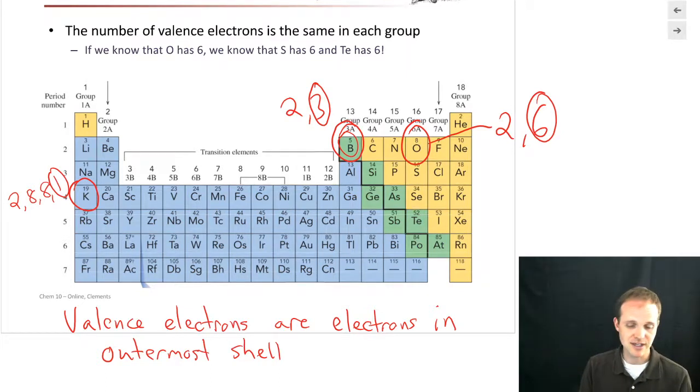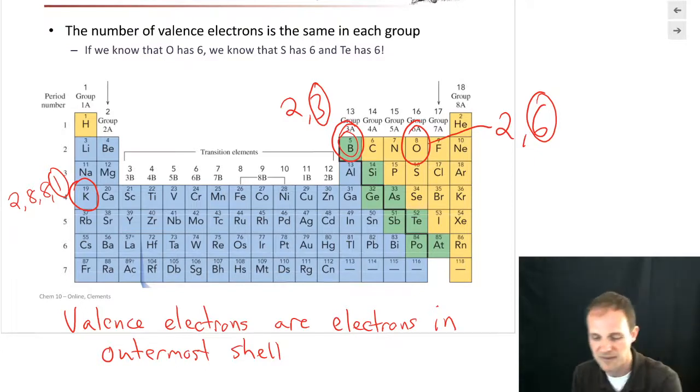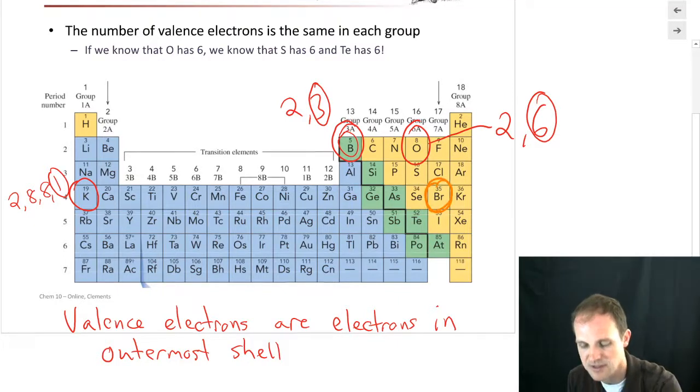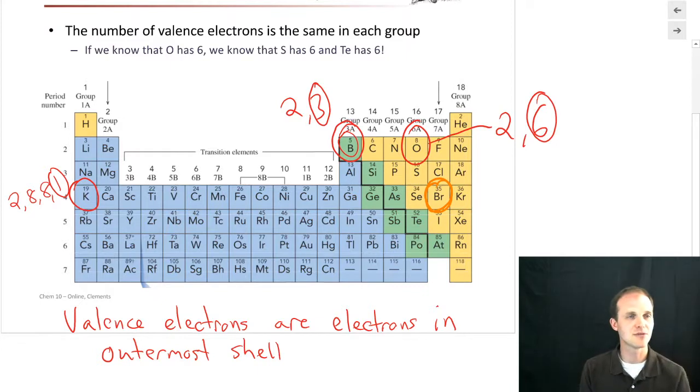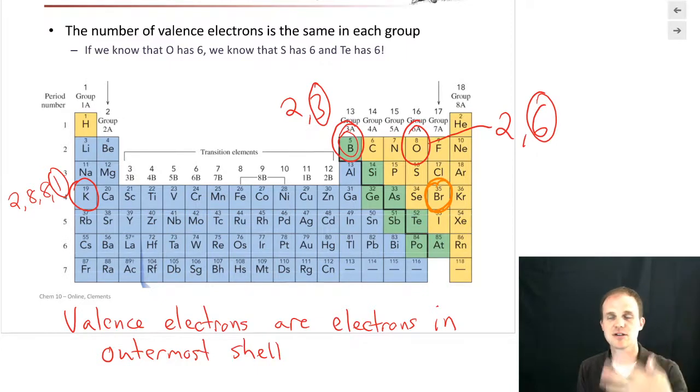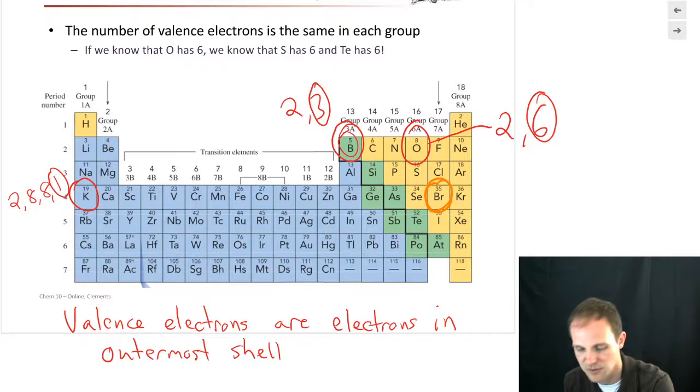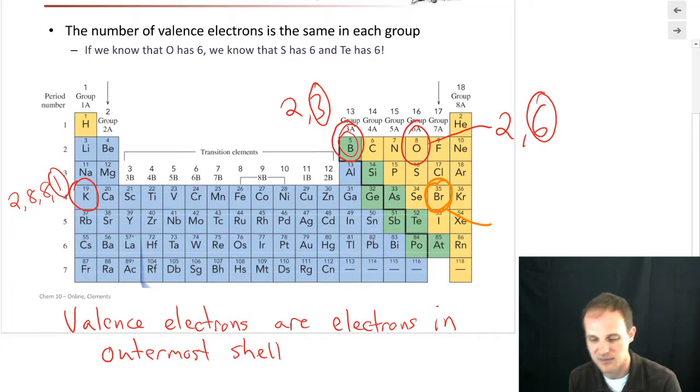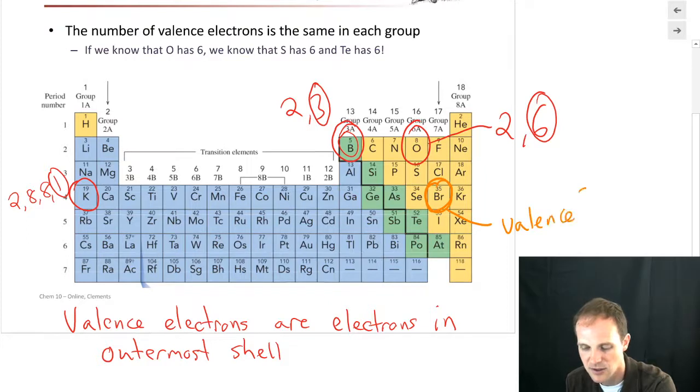Now, it gets a little trickier because we said our simplified configurations only go up to calcium. What happens if we want to know how many valence electrons are in bromine? What are we going to do then? Well, it turns out everybody in the same group, if you remember, the groups on the periodic table were sorted by chemistry. We now determined that valence electrons are what determines chemistry. So what can you guess about the number of valence electrons in a group? It's always going to be the same. So how many valence electrons in bromine?